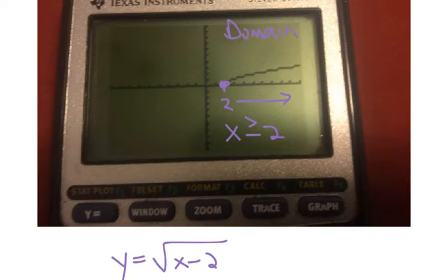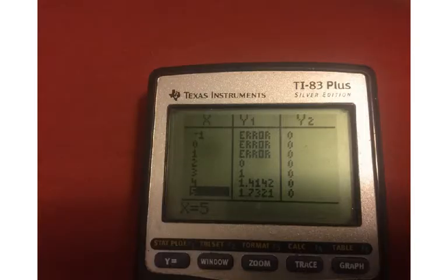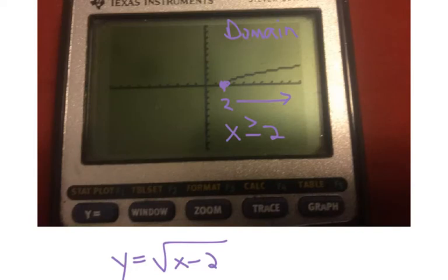What happens if you try to put into the equation a number that's less than 2? Well, let's go look at the table for a moment. I want you to notice that anything less than 2 is going to spit out an error message. That's because the graph does not exist there. Hence the reason we say that the domain is x is greater than or equal to 2.